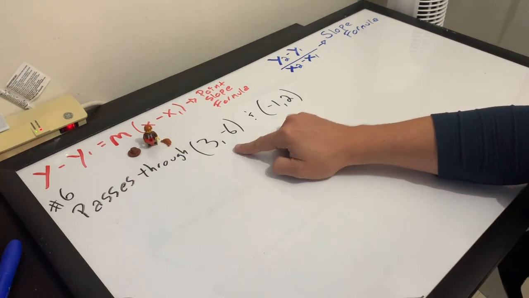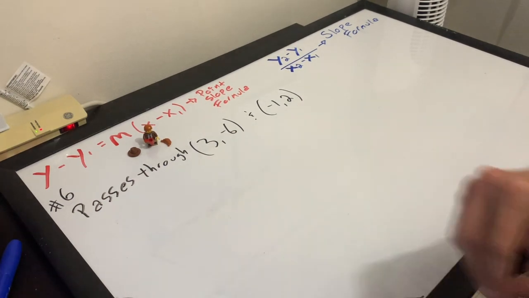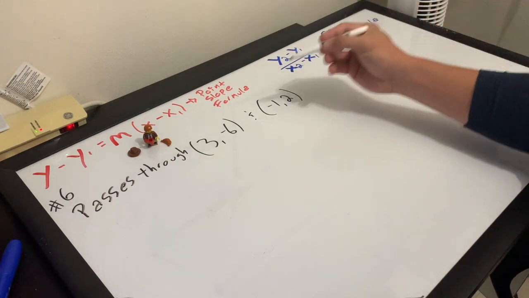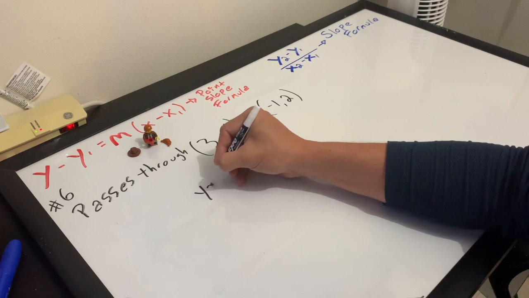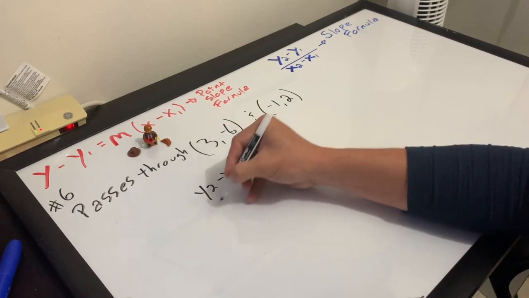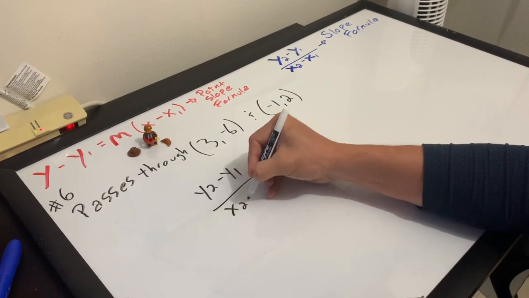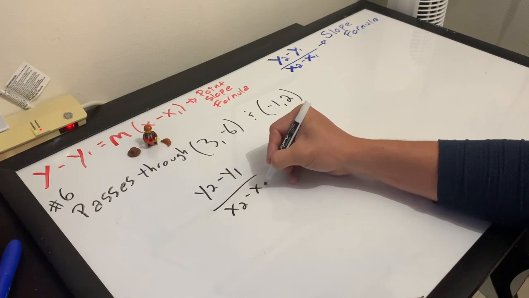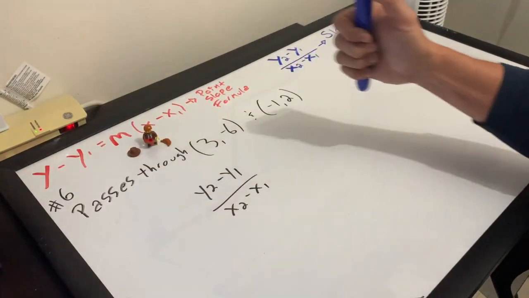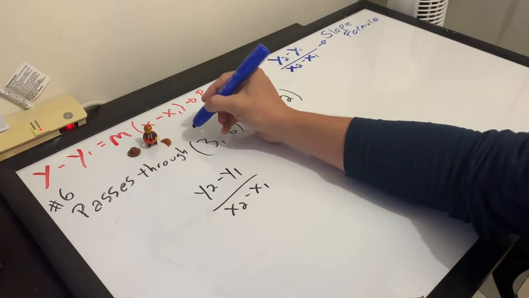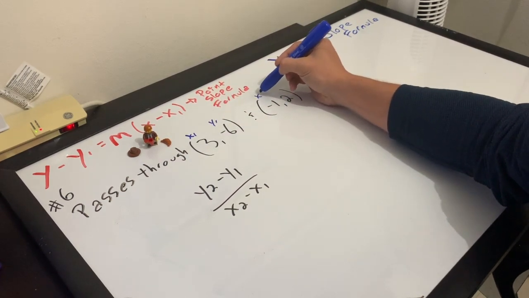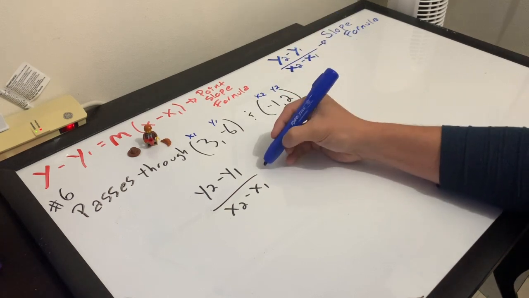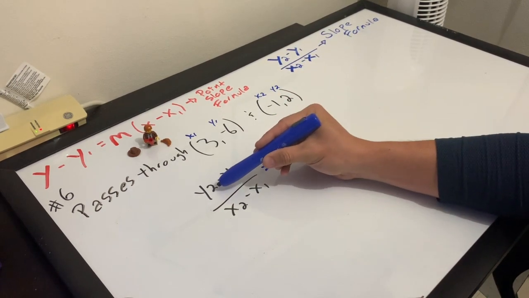Question number 6 gives us 2 points, so I'm going to use the slope formula in order to figure out what I don't know, which is the slope. So y2 minus y1 over x2 minus x1. Label my points: x1, y1, x2, y2. Then plug in appropriately.